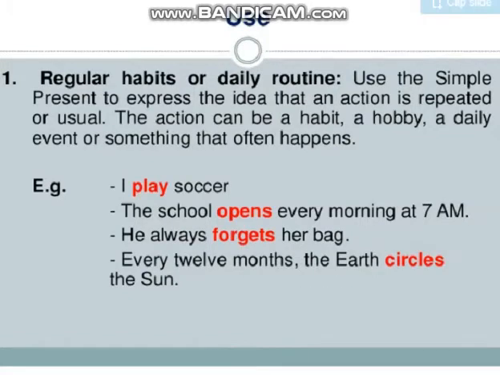Now we have some conditions in which the use of present tense is important for us. Here you can see in condition 1, it is used for regular habits or daily routine. Use the simple present to express the idea that an action is repeated or usual. We use it for such sentences, actions, or events which happen daily in our life. Like, as we go to school daily, we brush our teeth daily. For all these types of sentences, we use simple present tense.